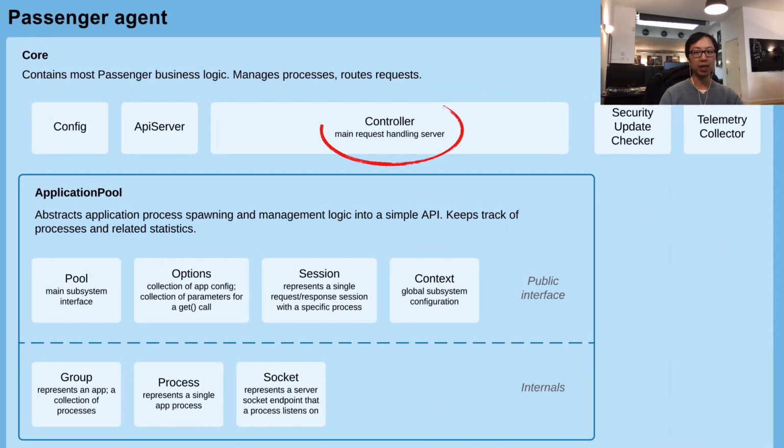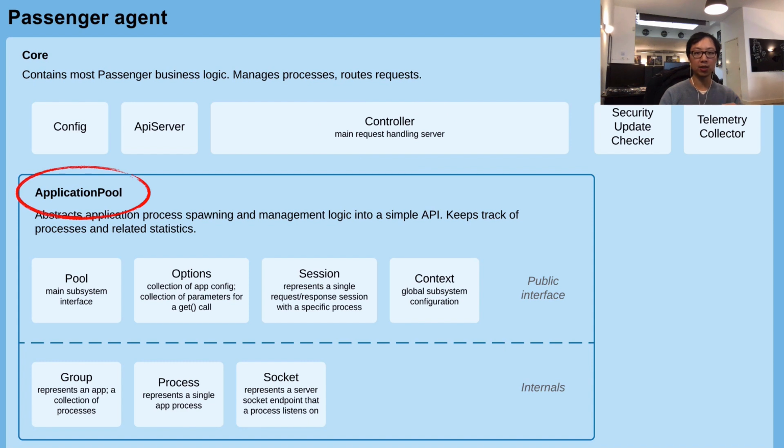The top layer's main component is the controller. This is Passenger's main request handling server. All Passenger-handled requests pass through this component. It parses the request, selects an application process to route a request to, then forwards the request there and writes the app's response back. The controller also performs things such as request body buffering and response caching.